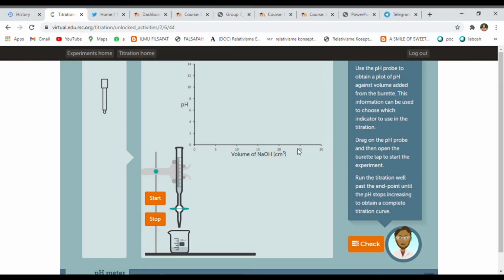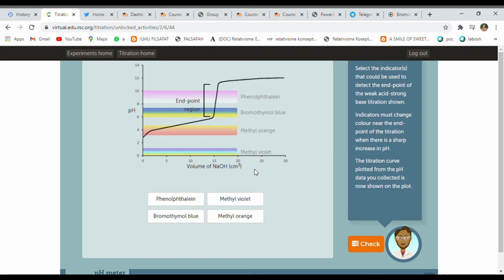In part C, we are determining the indicator using a pH probe. Use the pH probe to obtain a plot of pH against volume added from the burette. The information can be used to choose which indicator to use in the titration. Run the titration well past the endpoint until the pH stops increasing to obtain a complete titration curve. Based on the graph, we can see that phenolphthalein and bromothymol blue can be used as indicators.